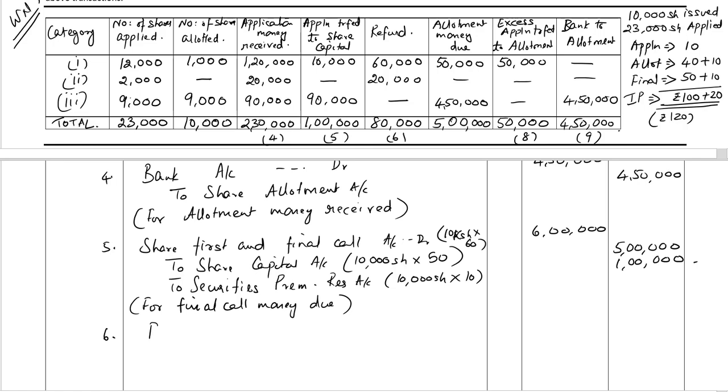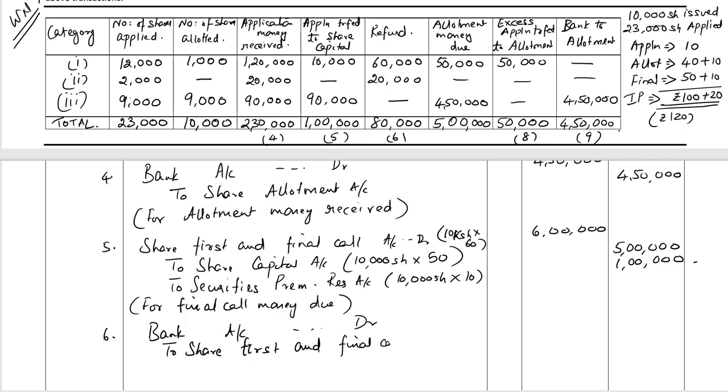The last journal entry is for receipt of the final call, bank account debit to share first and final call account for first and final call money received. As per the problem, the entire amount due has been received on the final call. So amount received is 6 lakh rupees.